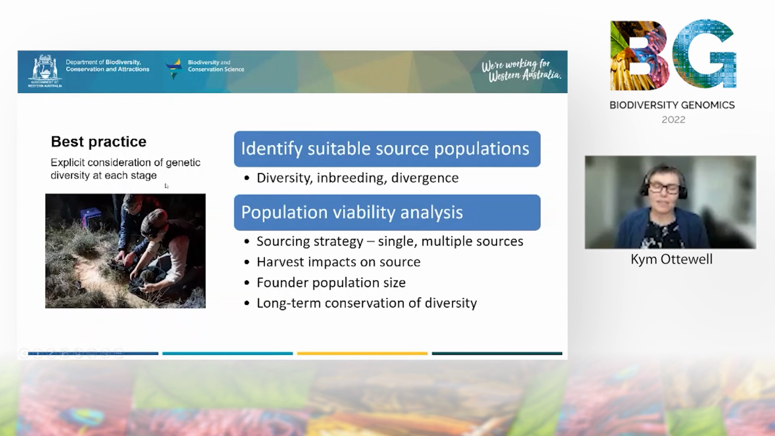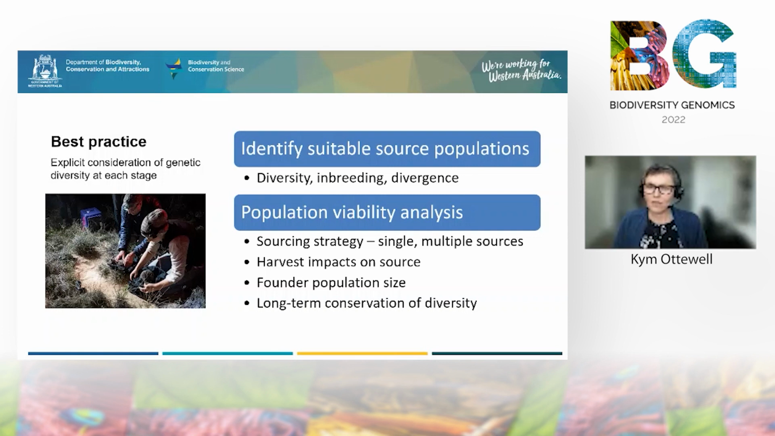And due to the sensitivity of translocation process to loss of genetic diversity, we are considering genetic diversity explicitly within each step of the translocation process. So this tends to begin with our pre-translocation planning, where we use genomic data to survey and identify suitable populations for translocations. So here we're considering genetic diversity, inbreeding status of populations, as well as their divergence history.